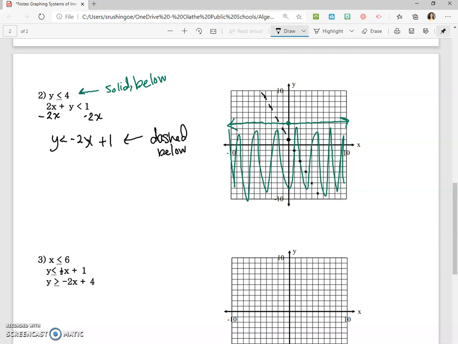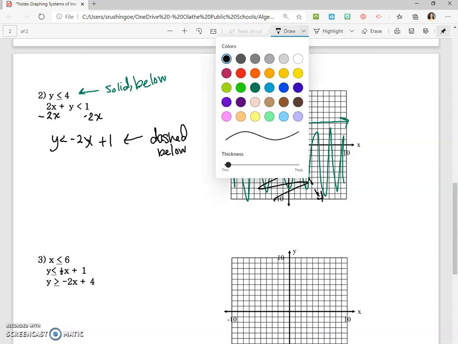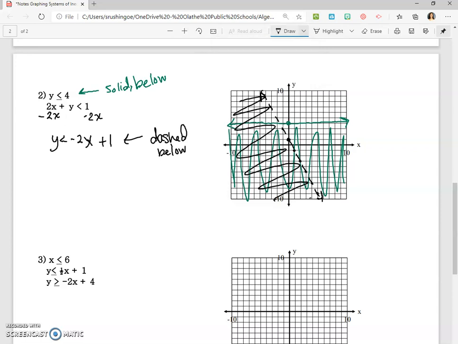Dashed line, and we're shading below. So the darkest region is right here. The overlap of the two colors. Make it so you can really see it. There we go. All right.